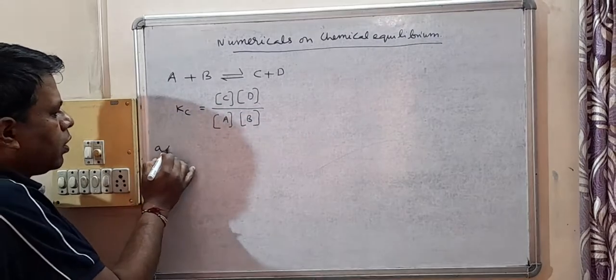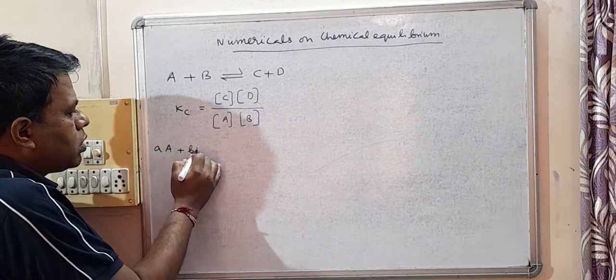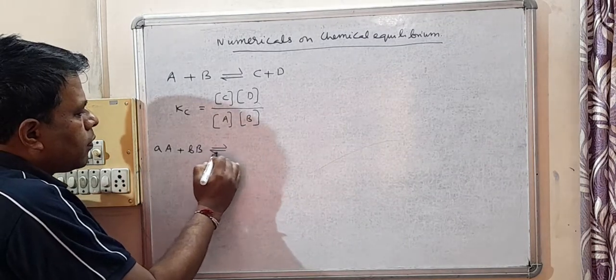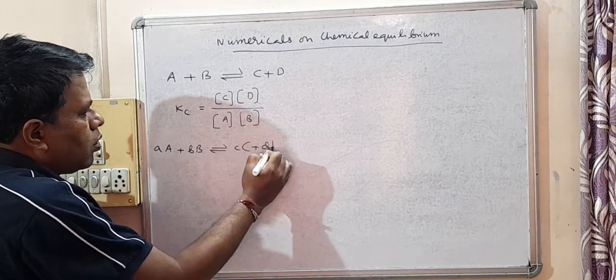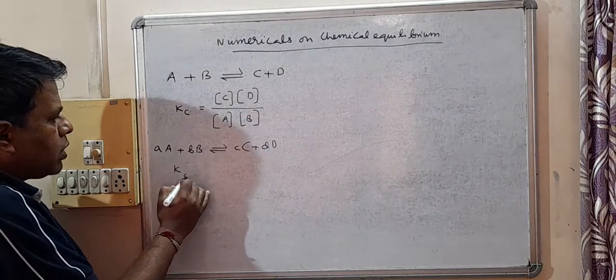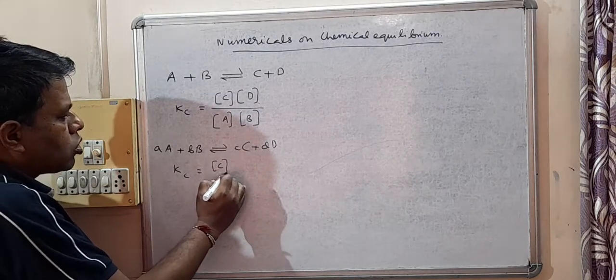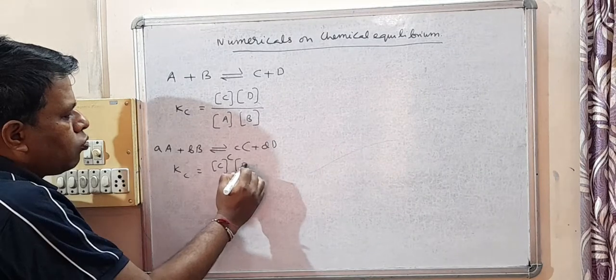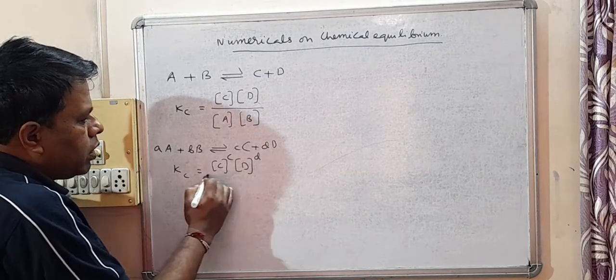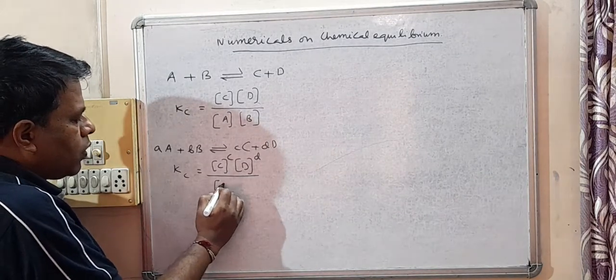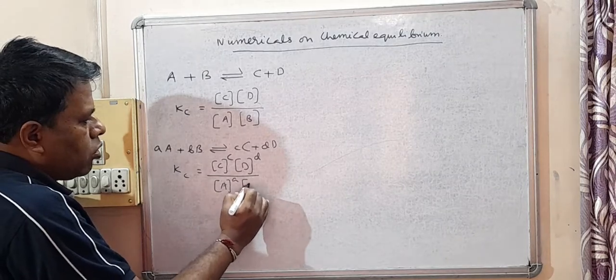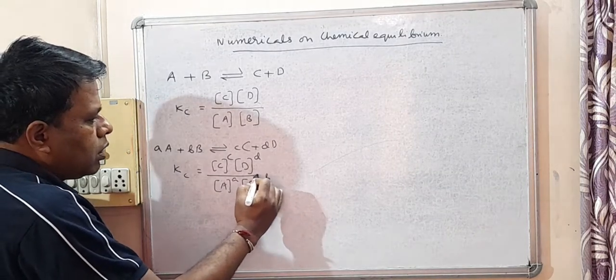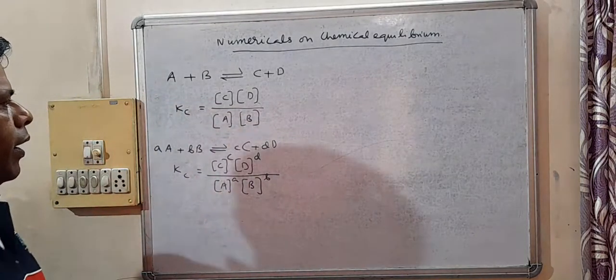And if the equation is like this, then we know we have Kc equal to the molar concentration of C raised to the power c, times the molar concentration of D raised to the power d, divided by the molar concentration of A raised to the power a, times the molar concentration of B raised to the power b.